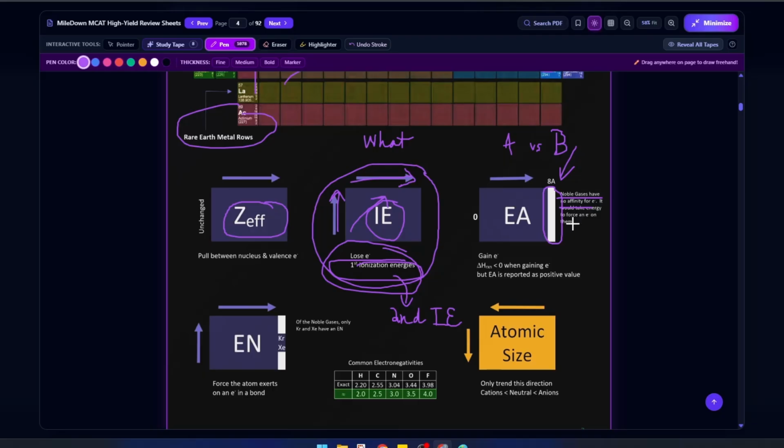Noble gases couldn't care to have more because they are satisfied already by the octet rule, which we'll go over again, but that's in chapter 3. The atomic size. And then there's also electronegativity. Of the noble gases, only Kr and Xe have electronegativity.